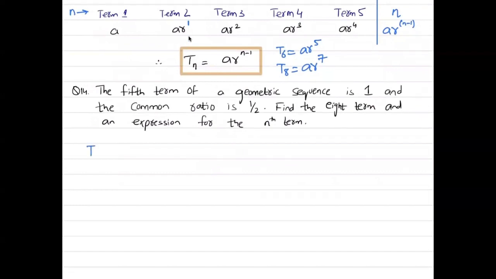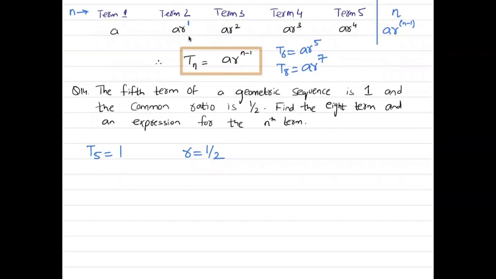So the fifth term of a geometric sequence is 1, which means T5 of the geometric sequence is 1. And the common ratio is 1 upon 2. The common ratio is denoted as r, whose value is 1 upon 2.